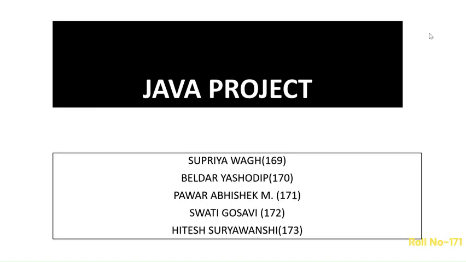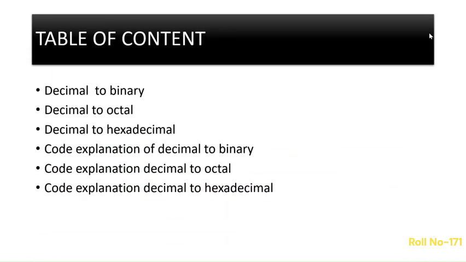So let's get started. Let us have a look at the table of contents. In this we will mainly discuss three types of conversion: decimal to binary, decimal to octal, and at the end decimal to hexadecimal conversion. We will also see the core explanation of all these three types of conversion.